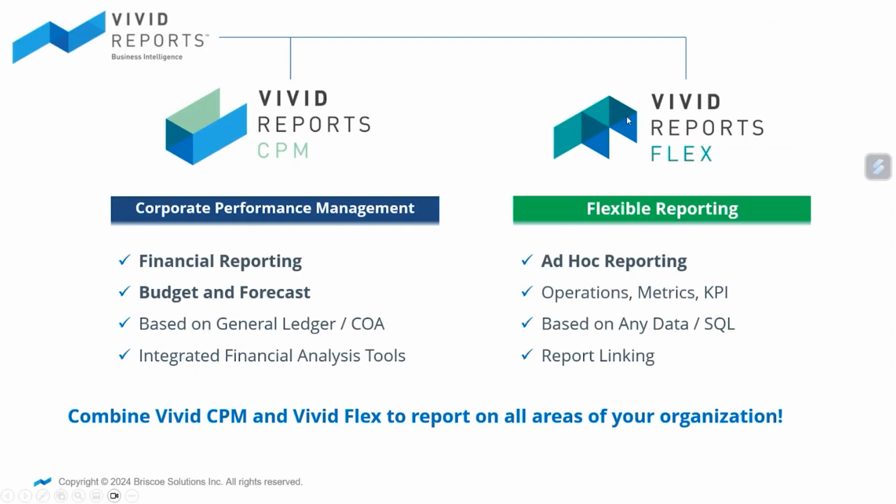So we sell 2 products. Again, our webinar today is focused on the CPM product. CPM stands for Corporate Performance Management, and it's essentially all about financial reporting. It's all about your general ledger accounts, dimensions, building that hierarchy or reporting tree. And then within our CPM product, like I mentioned, we have an add-on module for budgeting and forecasting. It's a really nice, simple tool to take control of your budget spreadsheets.